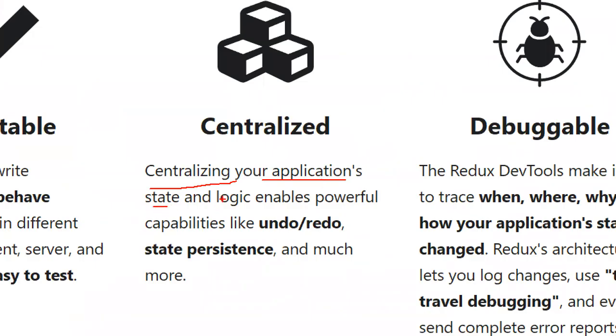What is the meaning of centralizing your application state? So that it can be accessed by any component and it can be used. Without centralizing, how does it happen? Through context, through query string, through cookies, through route parameters, it happens.